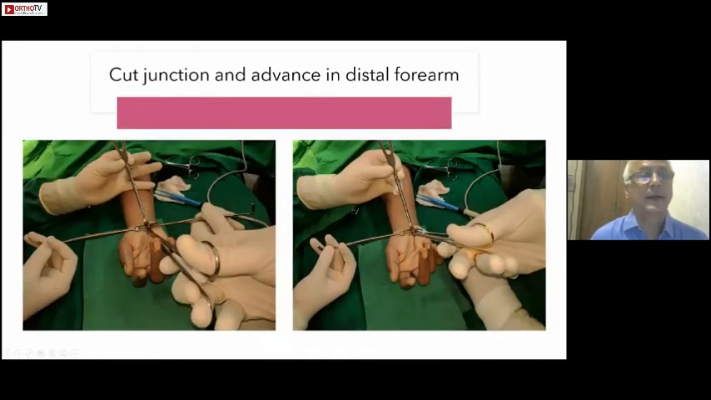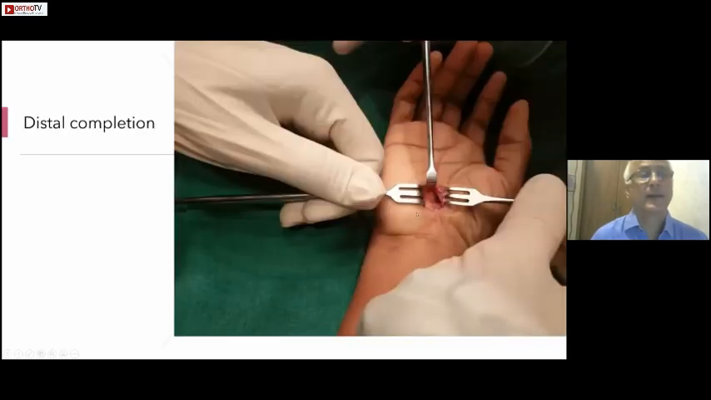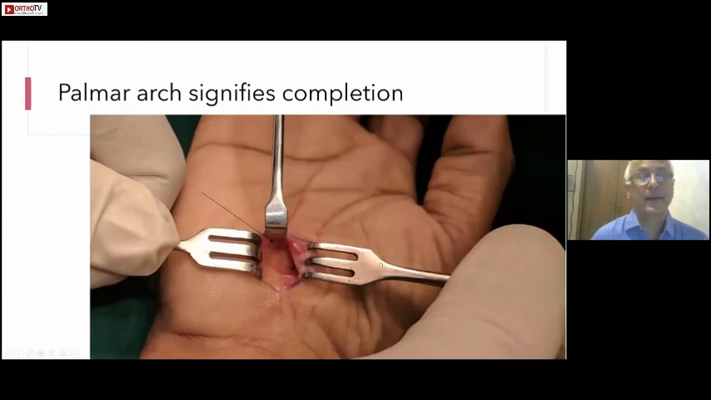And then we cut the junction of the forearm and the wrist part of the carpal tunnel roof, and then advance the scissor under vision in the forearm to cut the distal part of the forearm fascia. Now this is the full open view where you can see the tip of my retractor is here in the forearm and everything is open over here. Similarly, we complete it on the distal aspect. Distal completion is signified by seeing the palmar arch, as you can see over here.